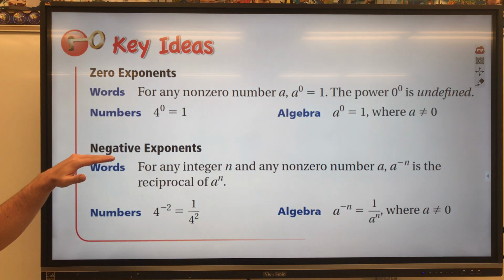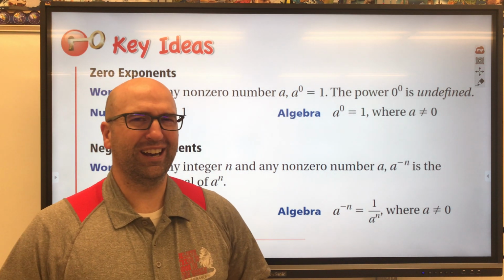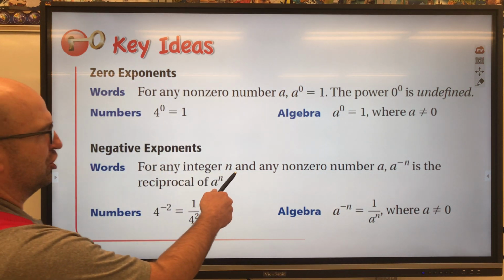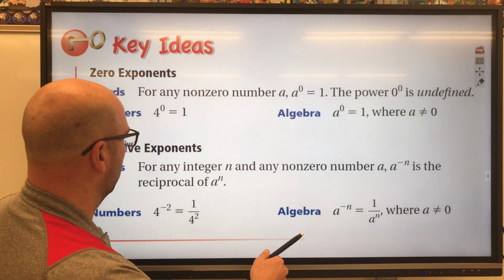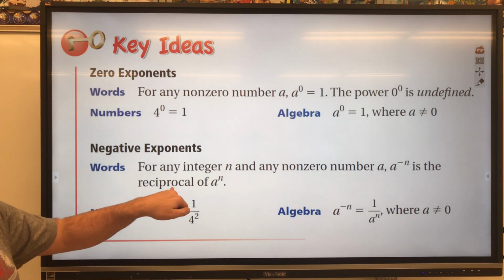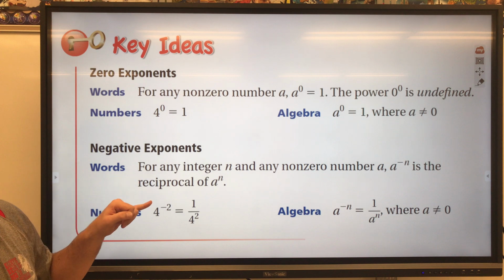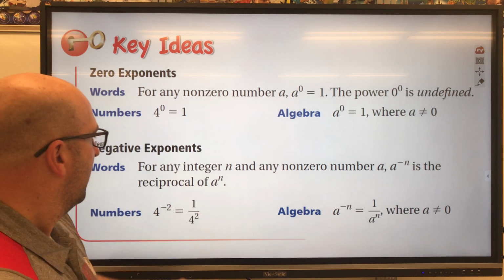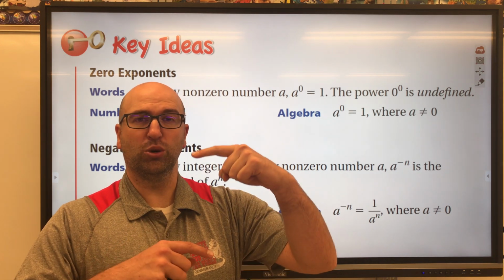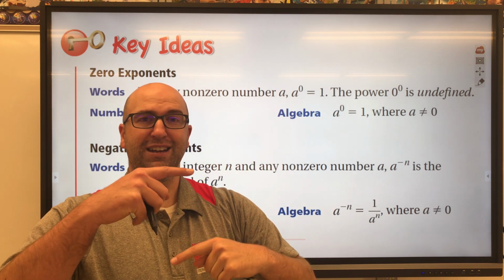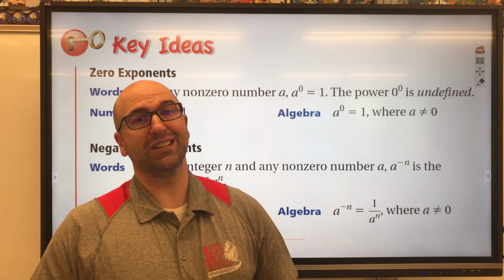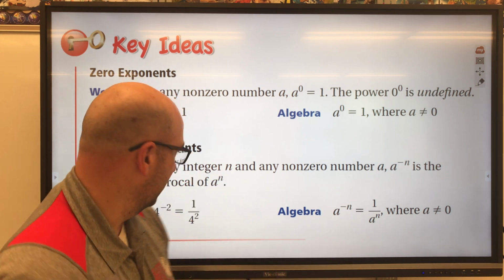For negative exponents, this is where it gets a little trickier and tougher for students. It says for any non-zero integer a, a to the negative n is the reciprocal, a new word for us this year, of a to the n. When you have a reciprocal, it means you're going to flip that number. And usually we talk about reciprocals with fractions. Well, whole numbers can be written as a fraction also.